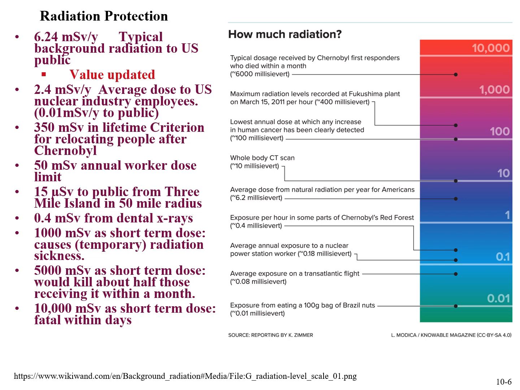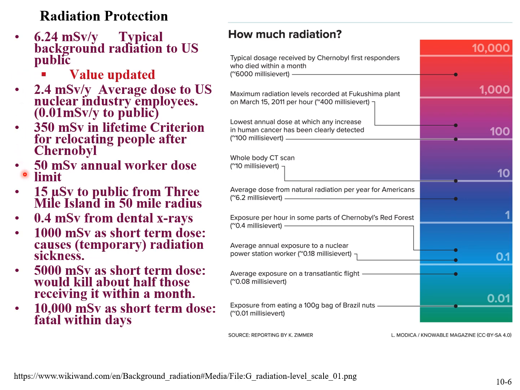Right. Here's some data on some typical radiation levels. Typical background radiation, this is an updated value, is around 6.24 millisieverts per year for the typical US public. That would be 624 millirem per year, again 2 orders of magnitude.